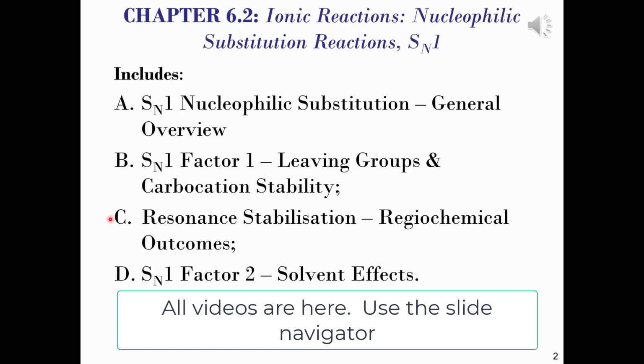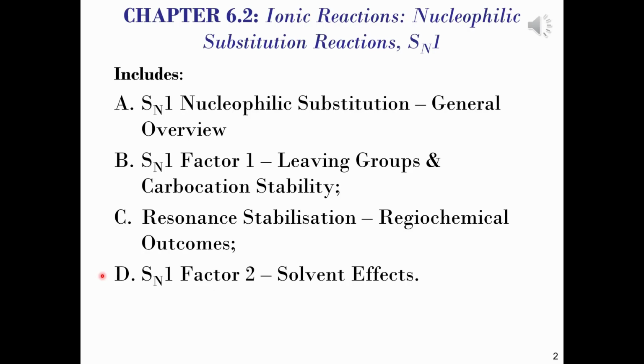In video 3 we will extend this carbocation stability to include those that have resonance stabilisation, which also introduces another element into this reaction, which are regiochemical outcomes. And lastly we'll look at the second factor which affects the rate of SN1 reactions, and these are the solvent effects. So let's get started.